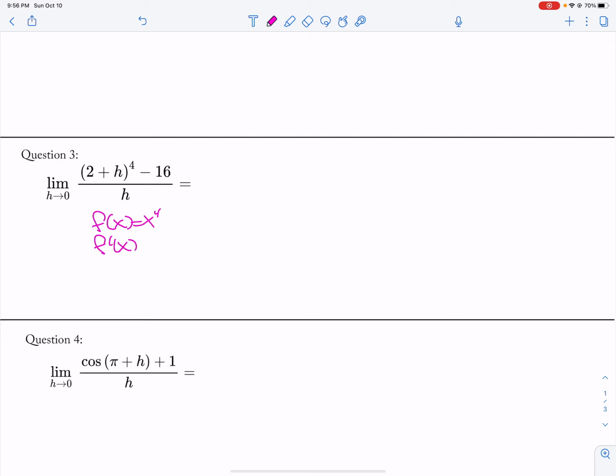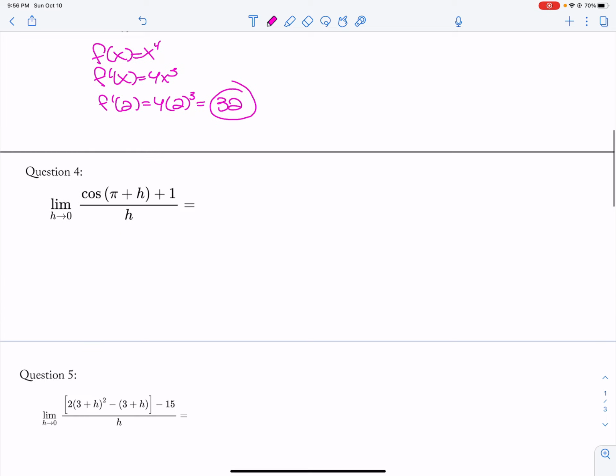Okay, so then question 3, f of x is equal to x to the 4th. The derivative is equal to 4x cubed, and I'm finding it at 2, so f prime of 2 is equal to 4 times 2 cubed, so that is 32.